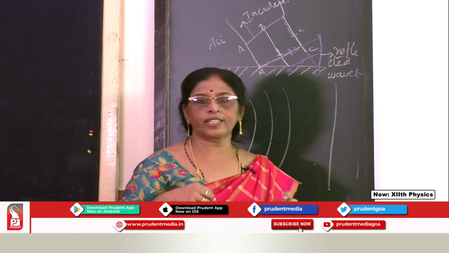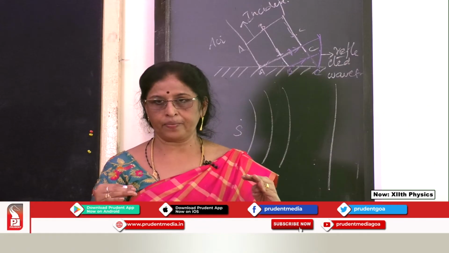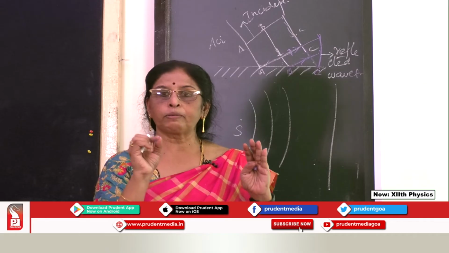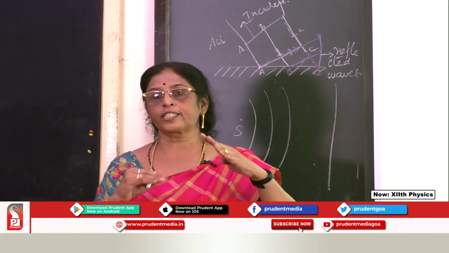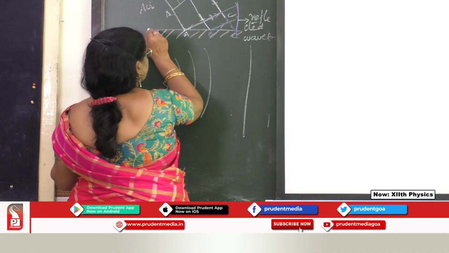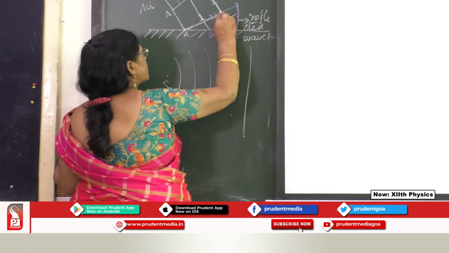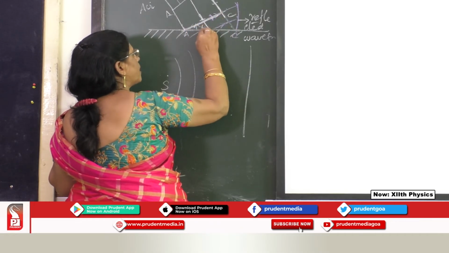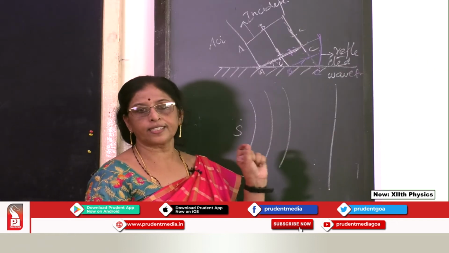Now, when a ray of light is falling on a surface, there is a normal drawn, and the angle between the incident wave and the normal is said to be the angle of incidence. In the same way, this surface is the normal. The angle between the incident wave and the normal is said to be the angle of incidence i.